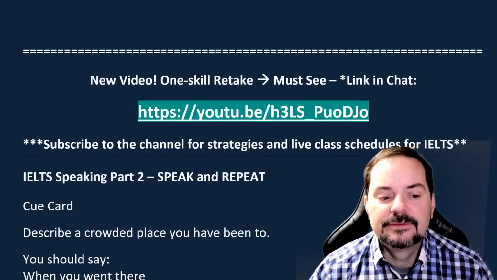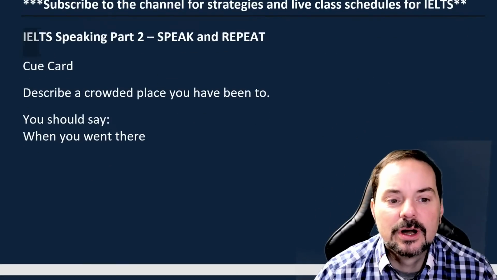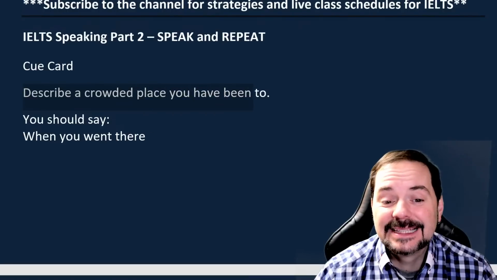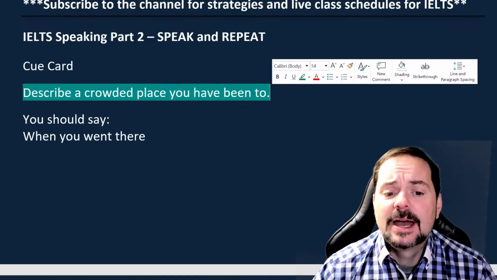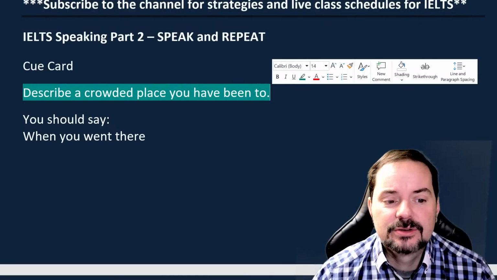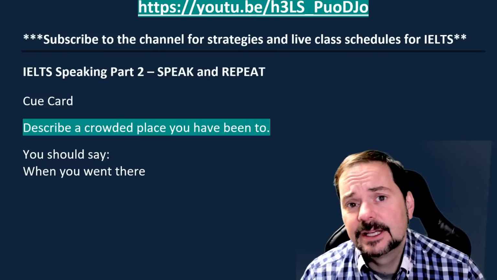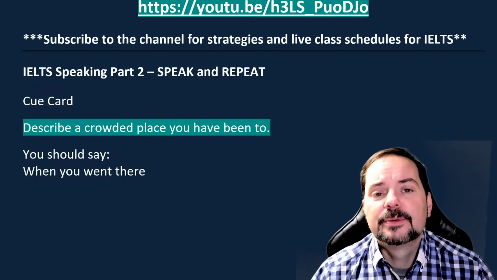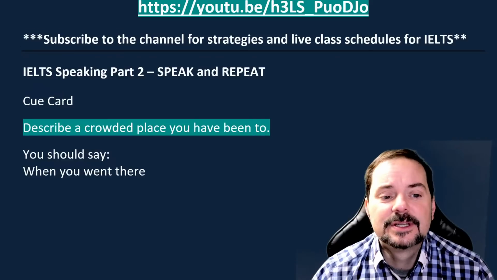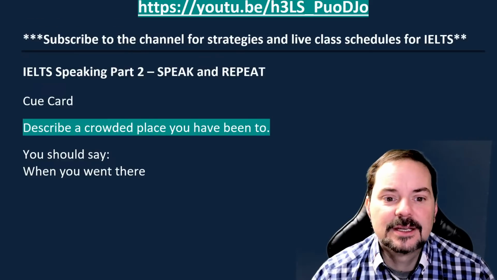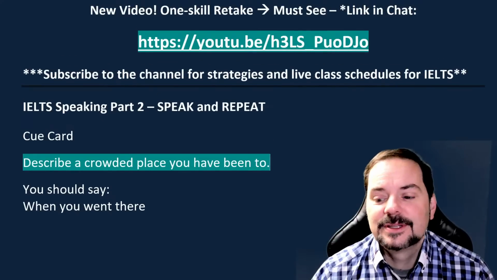So the topic of today's speaking part 2 cue card will be: describe a crowded place that you have been to. Crowded place means a place with lots and lots of people. Again, this is a cue card that is very similar to a cue card which appeared on IELTS exams in the last few months. So these are topics that you have to be able to respond to in your IELTS exam.